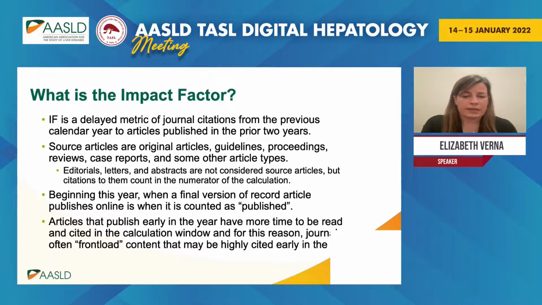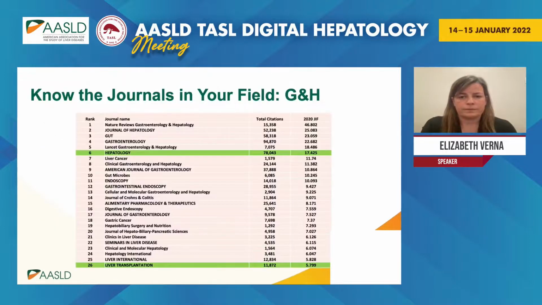The source articles that count in this denominator are original articles, guidelines, proceedings, reviews, case reports, and some other article types, but generally doesn't include editorials, letters, and abstracts, which can be counted in the numerator but not in the denominator. Beginning this year, there was a new change, which is that a final version of an article published online is counted as published. Prior to that, it was counted as published when it actually was published in print in an issue.